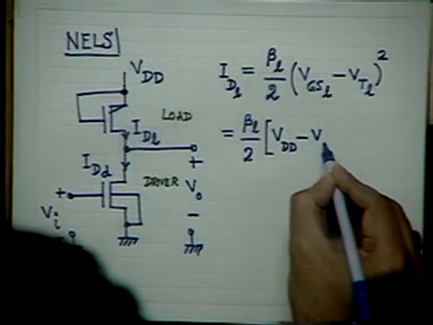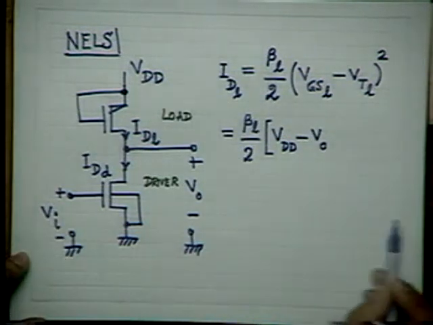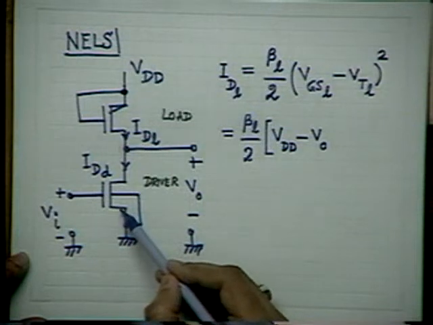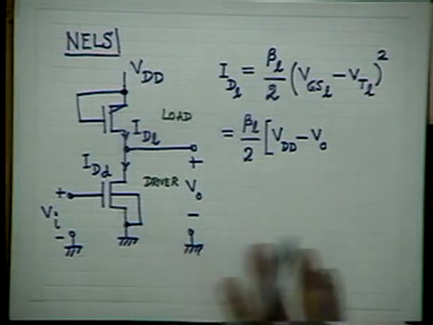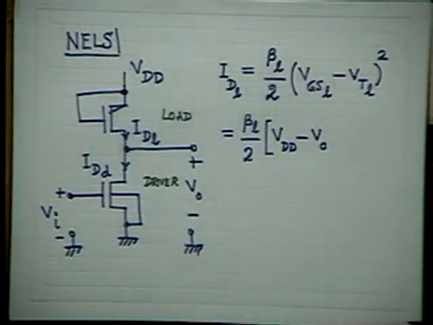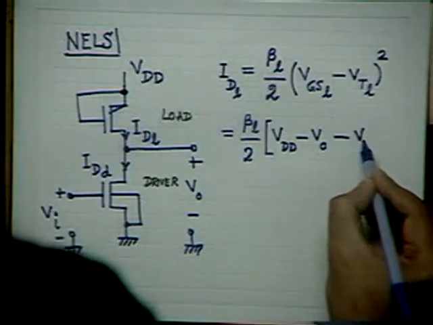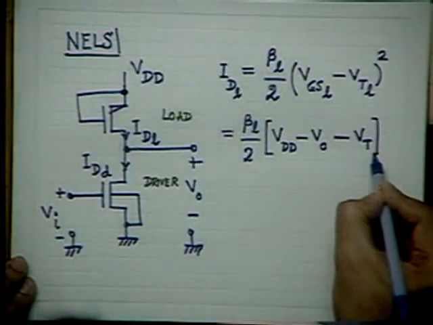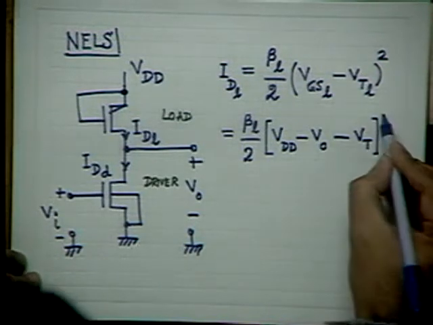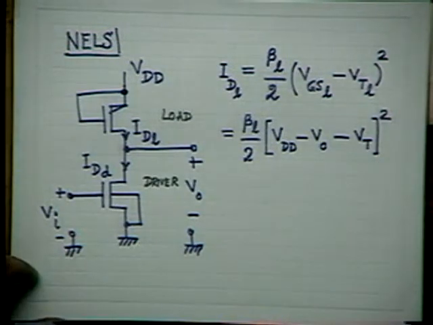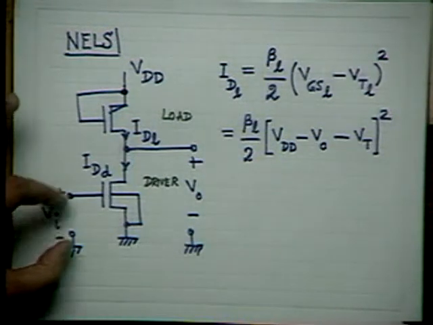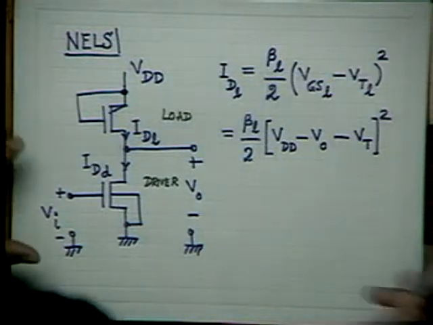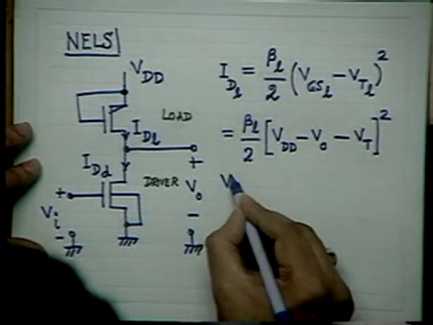minus VO. And we shall assume that both the load and driver transistors have the same threshold voltage, because fabrication will be the same, oxide thickness will be the same, so we expect the threshold voltage to be the same. So I will simply write VT instead of writing L and D here, whole square. Now suppose I make VI 0.